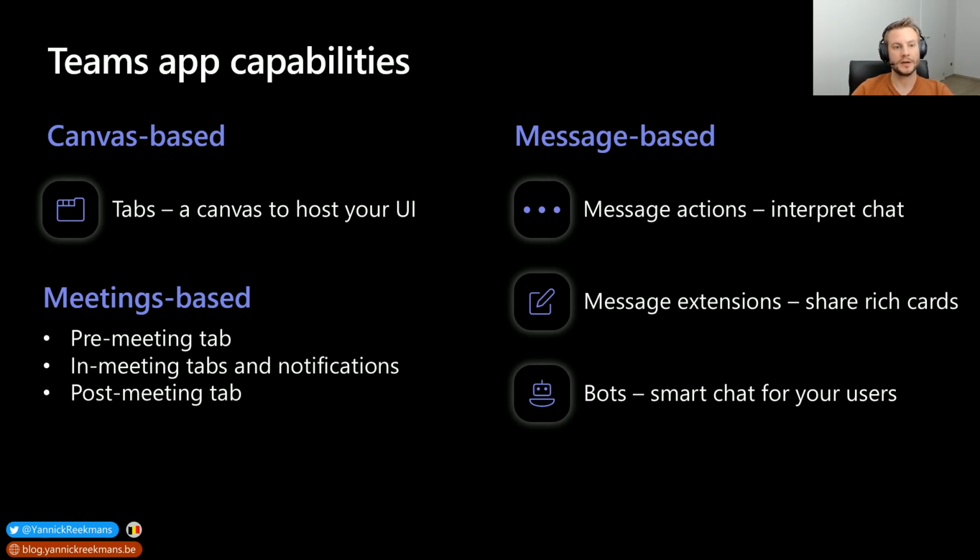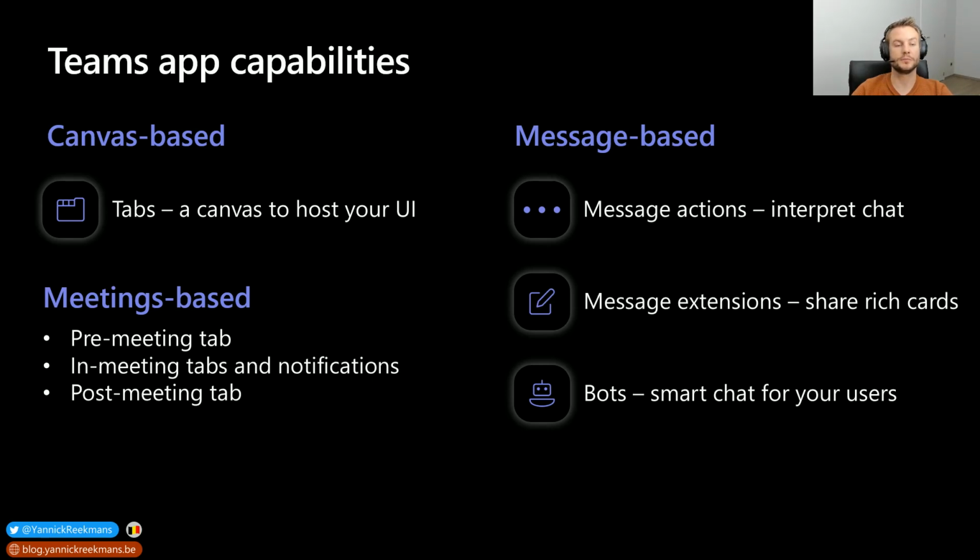And then there also are, newly announced at Ignite last month, the meetings-based extensibility options. This is a capability recently announced where you can create an application that integrates with a meeting. It starts with a pre-meeting tab, so when you create a new meeting in your calendar, you can already add a custom application in there to configure or prepare the information that needs to be shared during the actual meeting. And during that meeting, you have the ability to show notifications in meeting notifications, but also in meeting tabs.